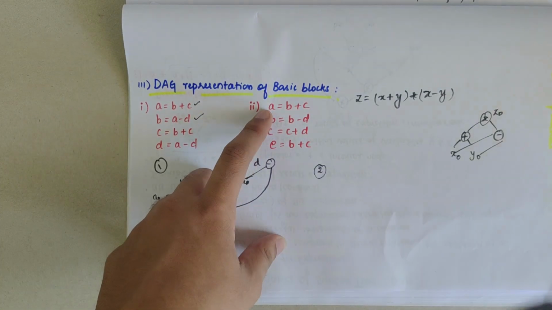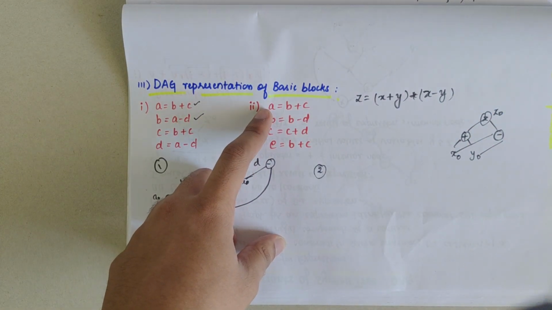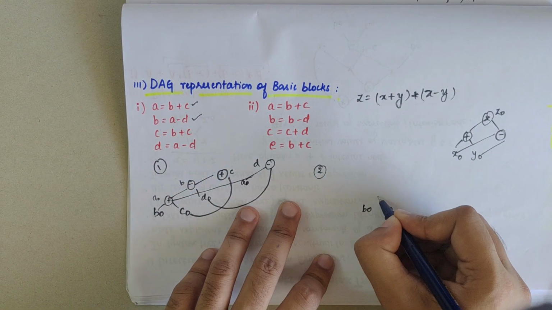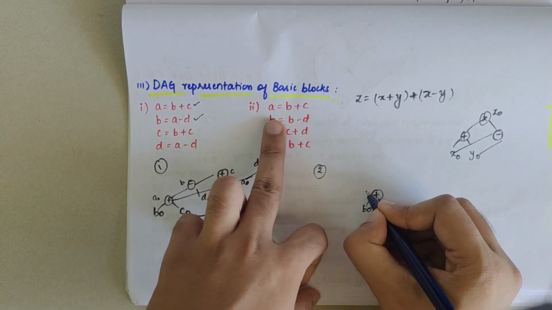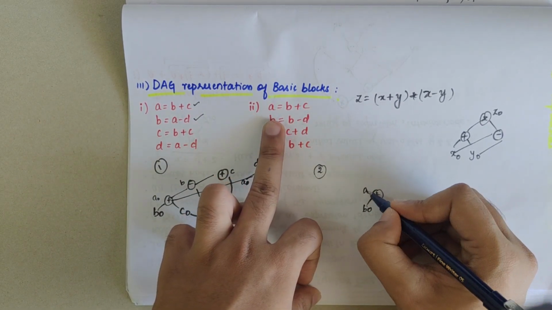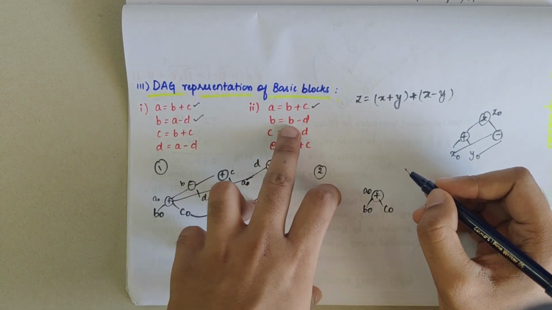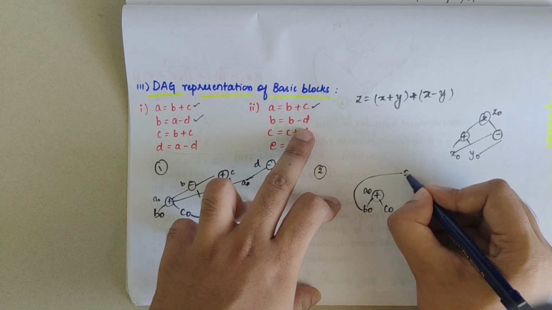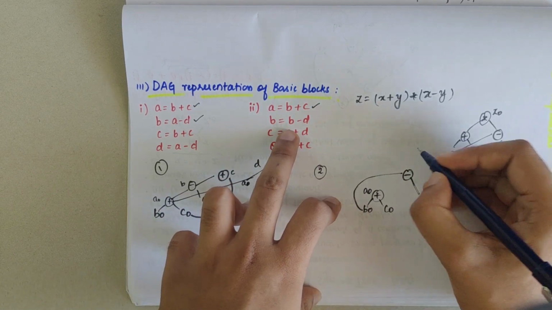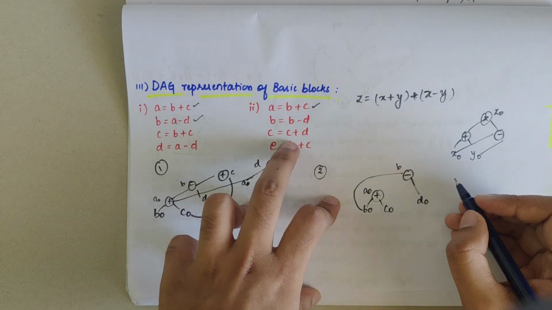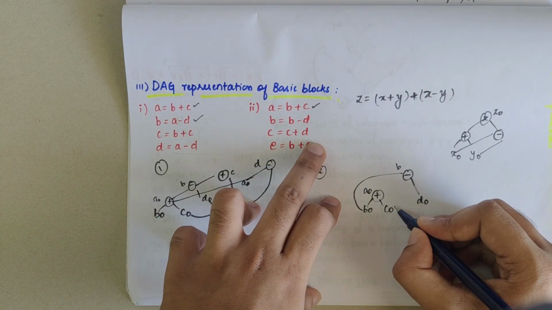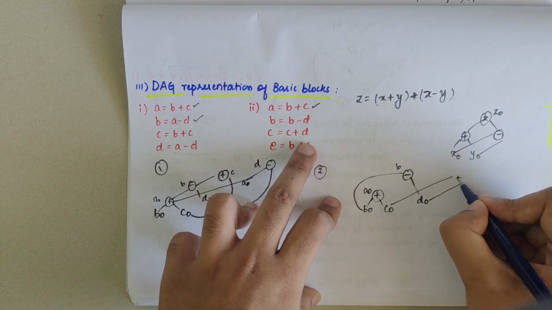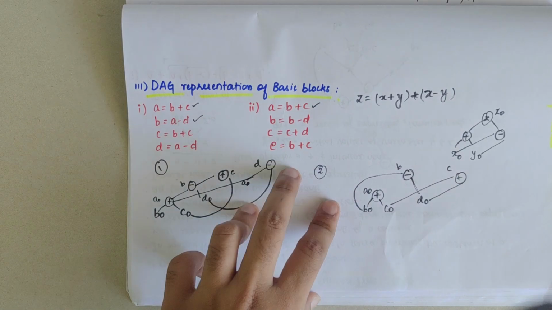And for the second one, I can write it as, I'll start from B plus C. So I'll write B naught and C naught and plus here. The value is A here, A naught here. I'm done with this. Then I have B minus D. So this B, I'll use it and write minus and write D naught here and store it in B. Yes, and then I have C is equal to C plus D. C naught I'll use and D naught I'll use over plus operation, and the value would be stored in C.